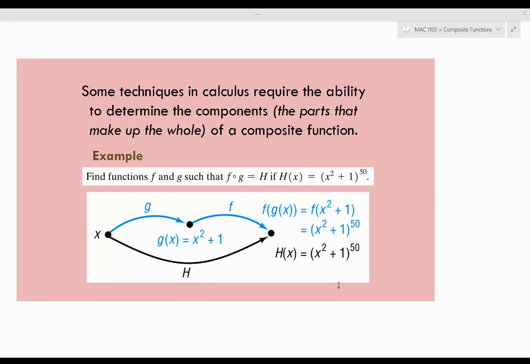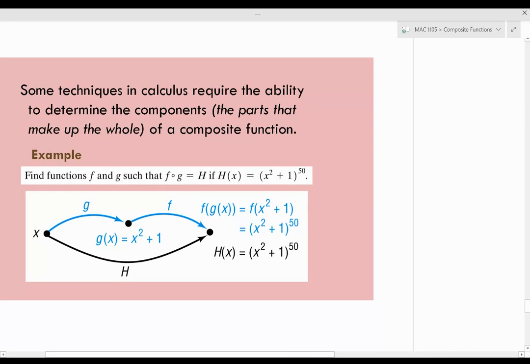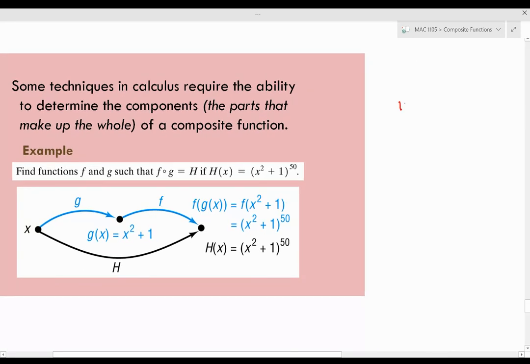One thing I want you to do: don't overcomplicate these problems. Take them at face value. Really, what you are looking for is an inside function and an outside function. That's all you're looking for. You are looking to see if one function could be sitting inside of the other. So for this example, (x squared plus 1) to the 50th power.